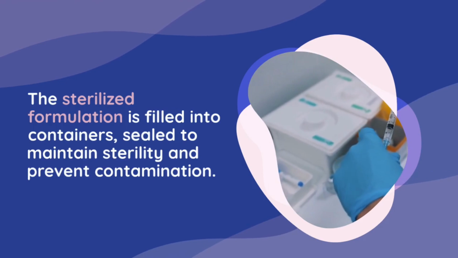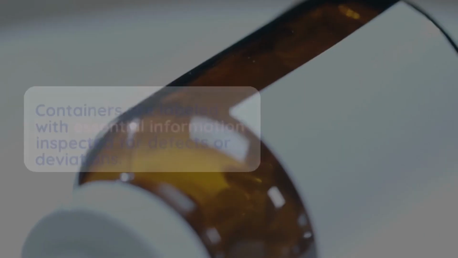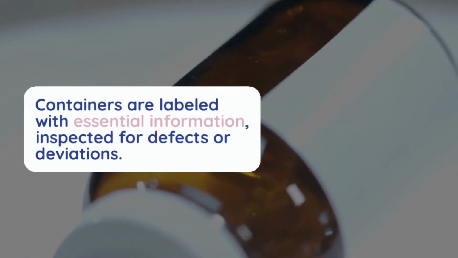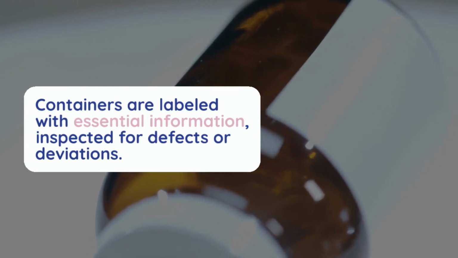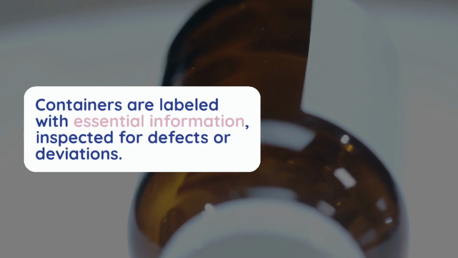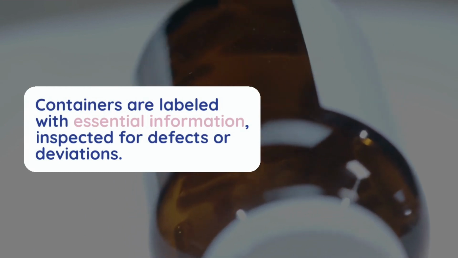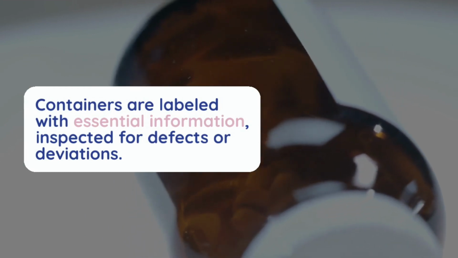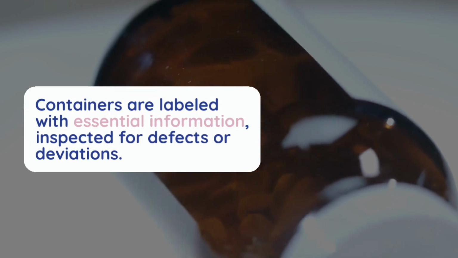8. Labeling and inspection. The filled and sealed containers are labeled with essential information, including the drug name, dosage strength, batch number, expiry date, and usage instructions. Quality control personnel inspect the containers for defects or deviations from specifications.